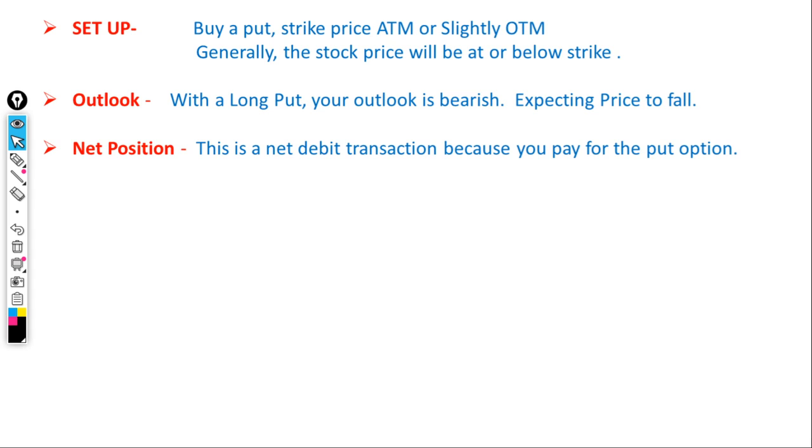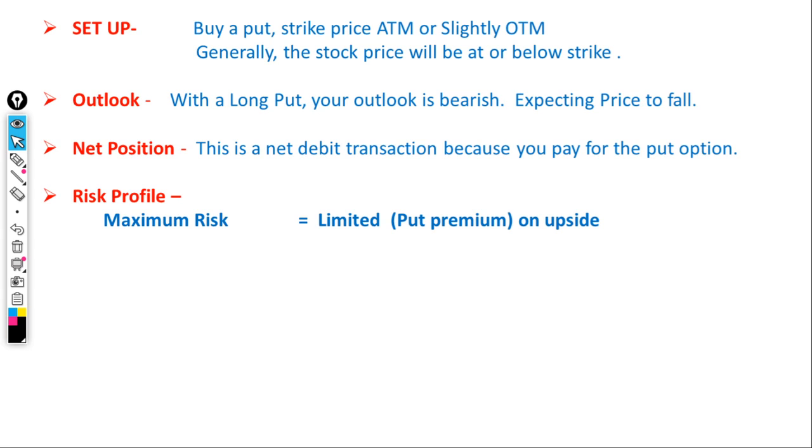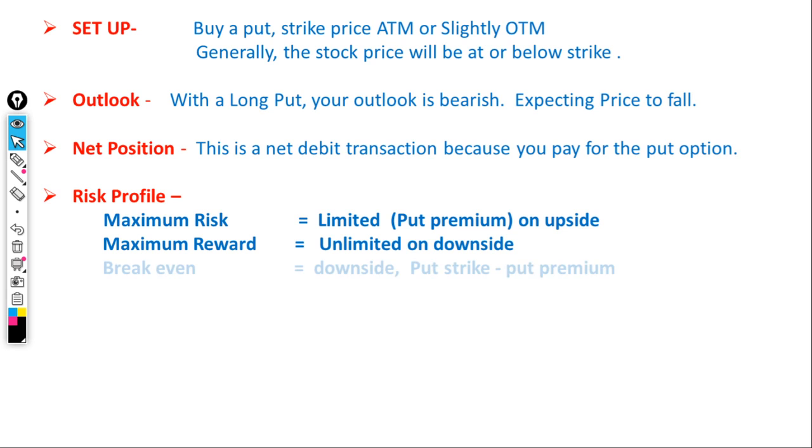Net position: it is a net debit transaction because you pay for the put option. Risk profile: maximum risk is limited to the net premium or put price, and that maximum risk will be on the upside. Maximum reward is unlimited, and that will be on the downside. Break even on the downside will be your put strike minus the put premium you paid.